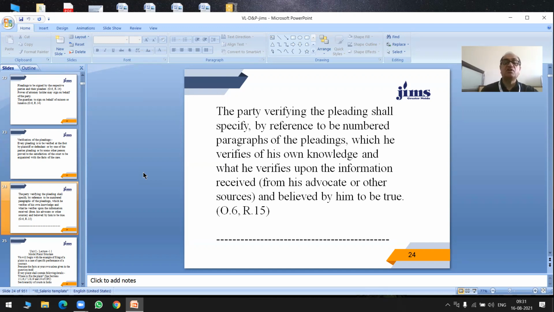And this is the mandate of Order 6, Rule 15 of CPC: how many paragraphs of the plaint are true to the personal knowledge of the plaintiff, and how many paragraphs are true to his knowledge on account of legal advice received by him from an advocate, which he believes to be true. So my dear students, these are a few fundamental directions or rules which you must keep in mind before you start drafting of pleadings.